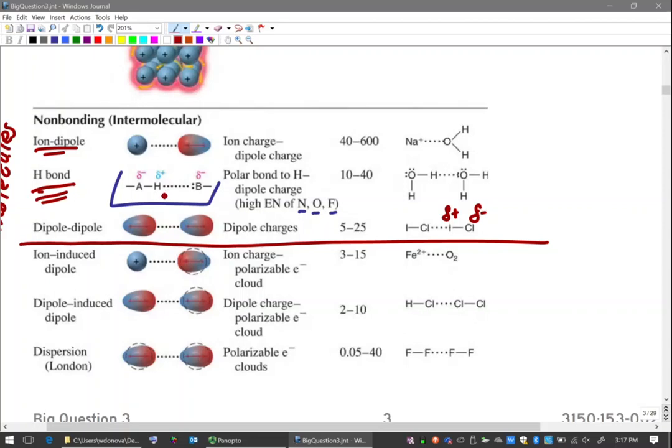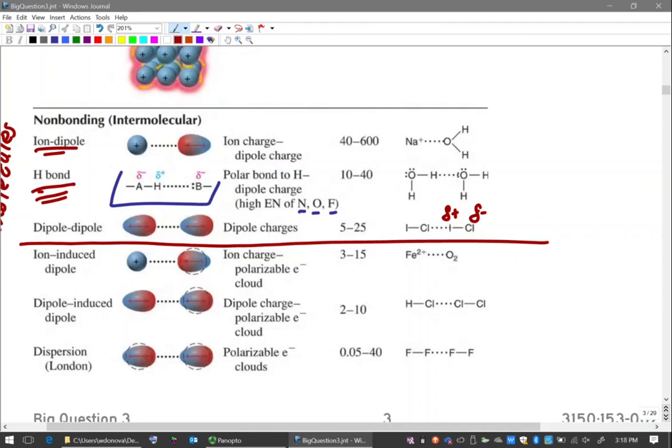So in this cartoon representation here, A and B are both N, O, or F. They don't have to be the same. That is to say, A could be nitrogen and B could be oxygen, or vice versa, or they could both be nitrogen, whatever. Okay. So A and B are both either N, O, or F, and the hydrogen bond is where that dotted line is in between.